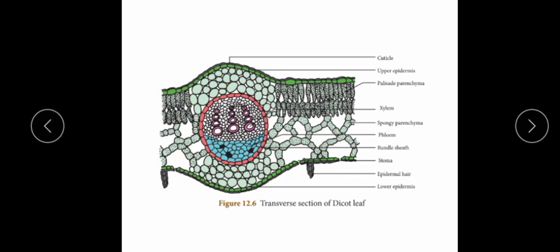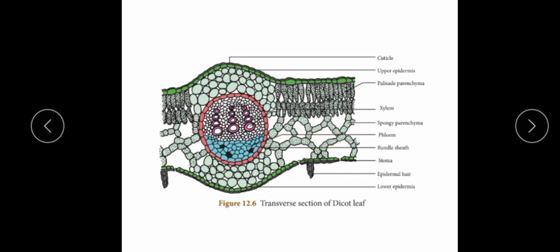Conjoint means if xylem and phloem are present in the same radius, we call it conjoint, and if the xylem is lying towards the center and phloem is towards the periphery, we use the word collateral. Please have a look at the diagram. You can see the larger cells of the xylem and the smaller cells of the xylem, also the protoxylem and the metaxylem.